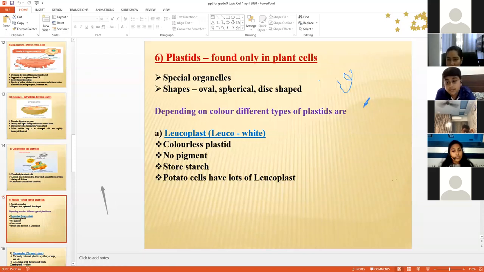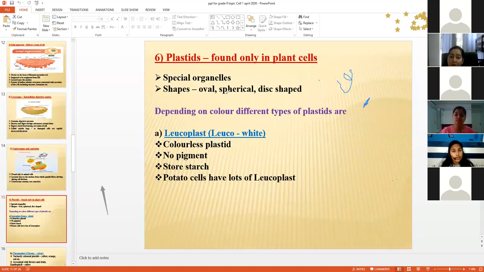There's a leucoplast, which is white in color. It is a colorless plastid. It has no pigment in it. However, it stores starch. Now, just imagine potato cells, they have a lot of leucoplast. That's the reason they say that a potato is full of starch. So where is that starch coming from? It is coming from the plastids, which are nothing but leucoplast. Okay?